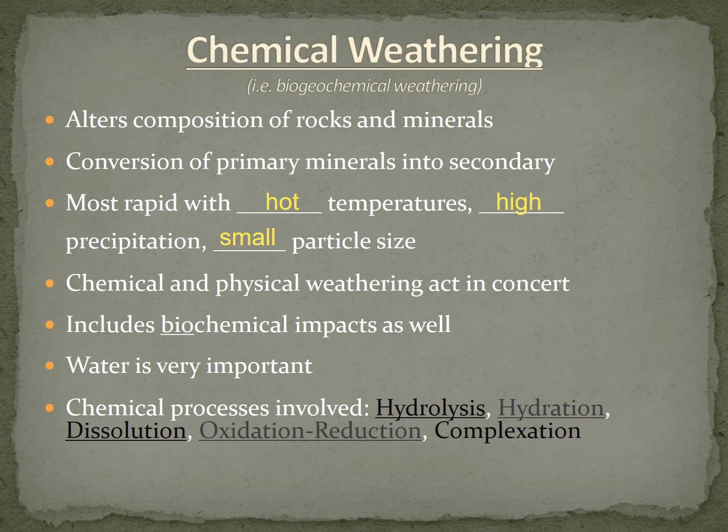Chemical weathering, which is really biogeochemical weathering, alters the actual composition of rocks and minerals. It's a conversion of primary minerals into secondary minerals. It's definitely rapid in hotter temperatures where there's more water and particle size is smaller. All of those variables will essentially make any reaction go faster.